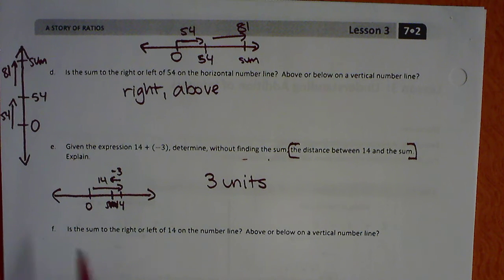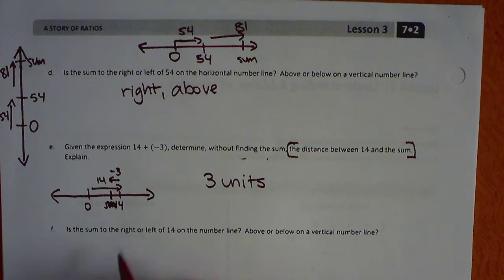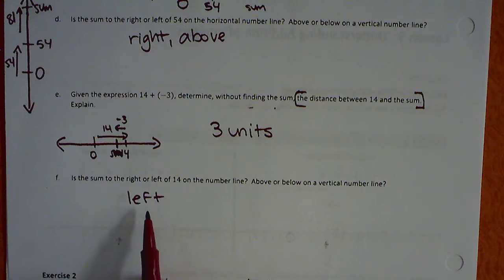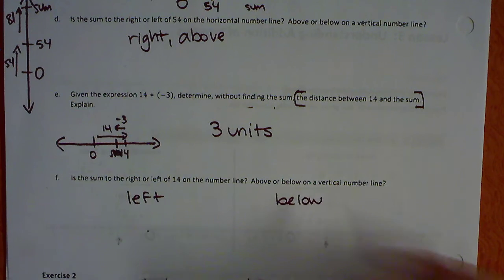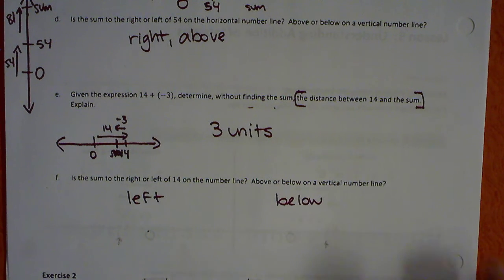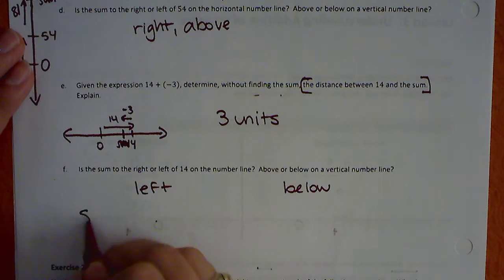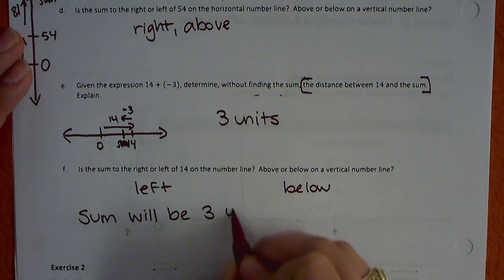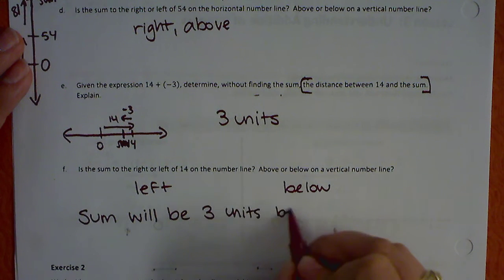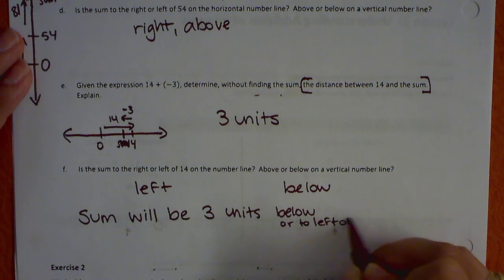And is the sum to the right or the left? Let's look. The sum is to the left of 14. I know that if it's to the left on a horizontal number line, it's going to be below on a vertical line. We're going to start writing this in a complete sentence for your homework. So I'm going to write, sum will be 3 units below or to the left of 14.